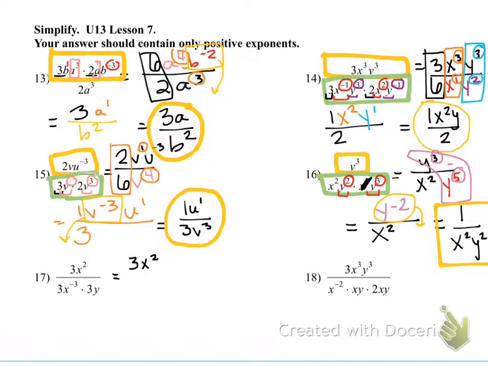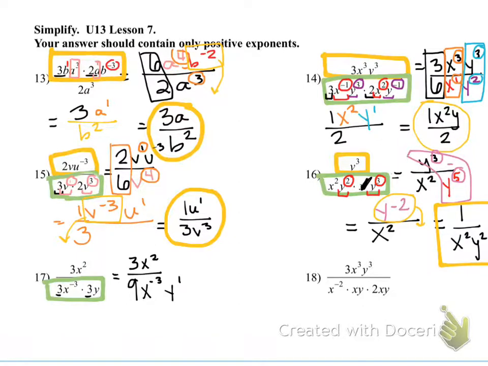Now let's take a look at our denominator. So our denominator in this problem we can simplify. But the only part we can simplify are just the numbers. So 3 times 3 gets me 9. Okay, and then I've got my x to the negative 3, but there's nothing to combine it with, so we'll keep it the same. And then y to the first power.